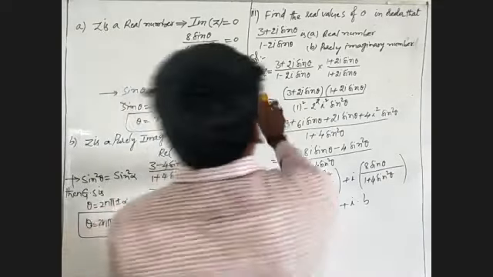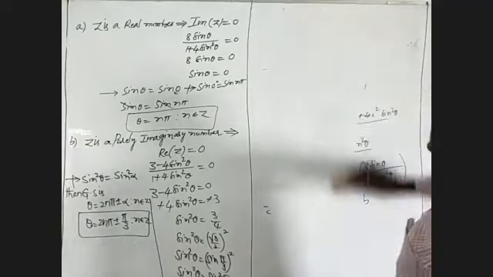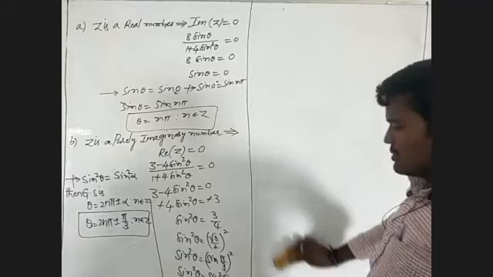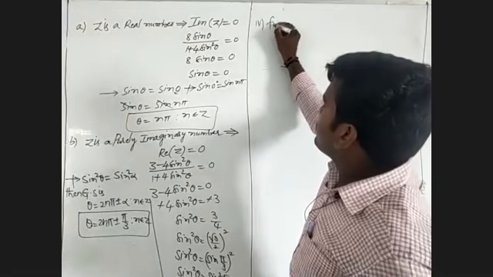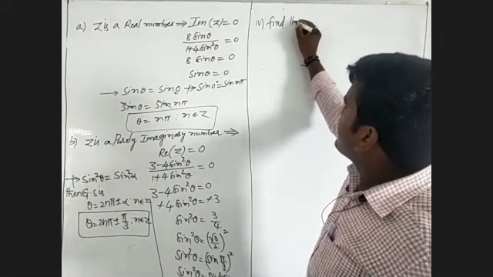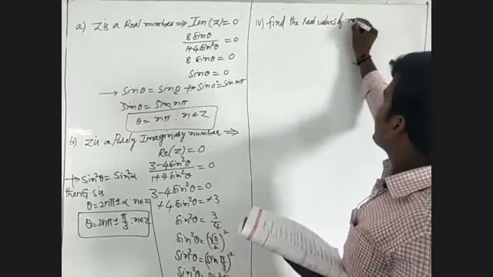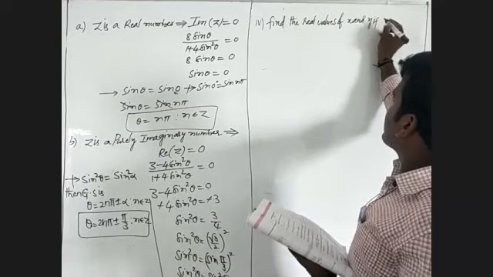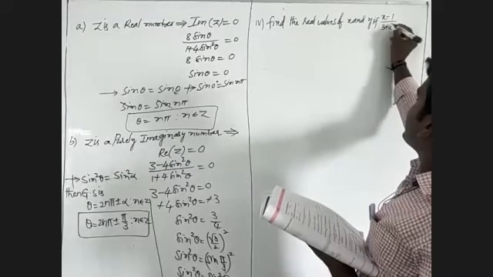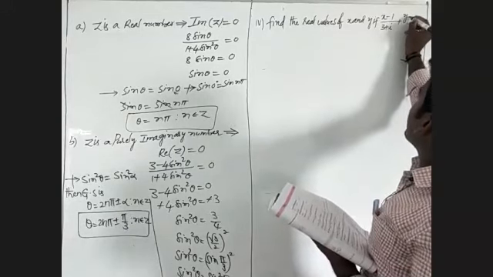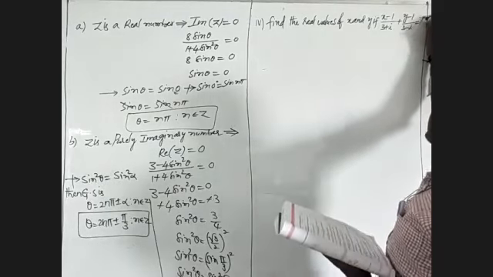So now I am going to the last problem of this section. Find the real values of x and y if x minus 1 by 3 plus i plus y minus 1 by 3 minus i is equal to i.